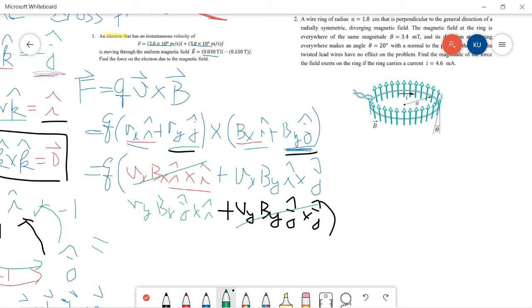And I cross J is K. So this one is minus K. So finally, we should have Q times (Vx By minus Vy Bx) times the k vector.